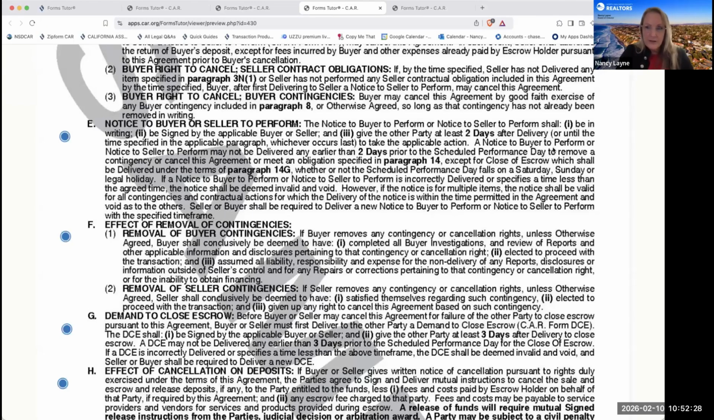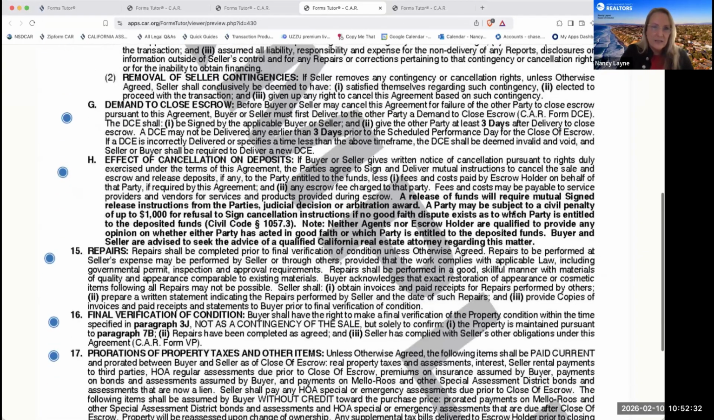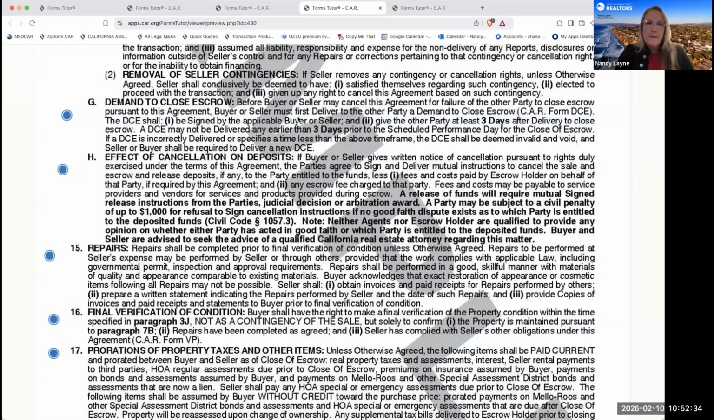And then the removal of their contingencies, we kind of went over that already. The removal of seller contingencies, the demand to close escrow. So that's an interesting one. We've had a number of times where escrows have been delayed quite a lot longer than 3 days. If both buyer and seller agree and nobody does anything differently, then that timeline just continues until and unless somebody does something that changes that.